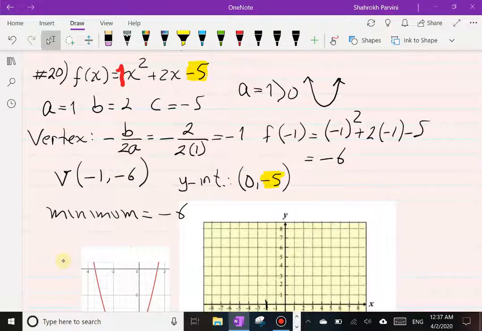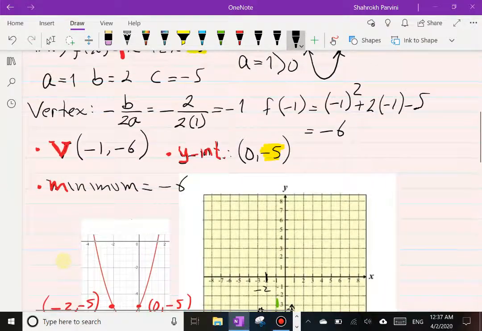So to recap again, the key items that we are interested in are the vertex. We need to have the vertex as one of the three points. The y-intercept is another important point, right? We want that one. We answered the question, what is the minimum or the maximum? So we got this one, we got that one. The equation for the axis of symmetry, by the way, let me write that one also. Let me see, probably here.